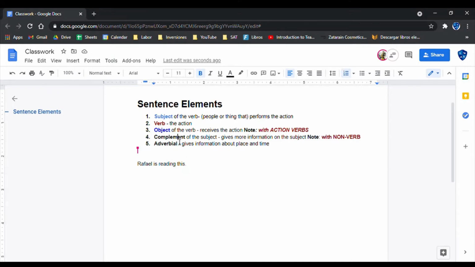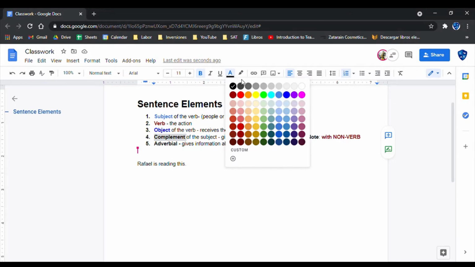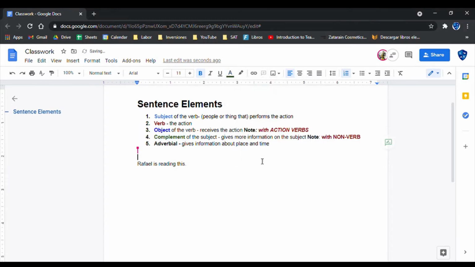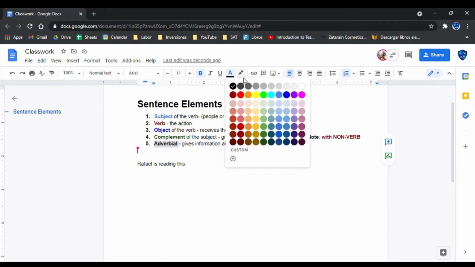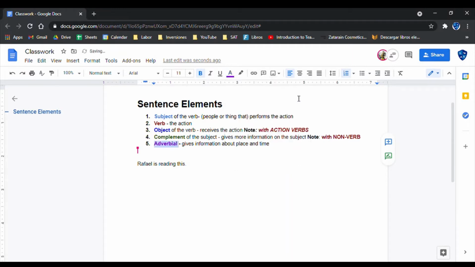Complements, we're going to choose a green, but this one's too bright. So let's use this bottom green. Dark green 3. Oh, it's difficult to see. And adverbial, we're going to choose purple. Okay? Does that make sense? Yes? No?